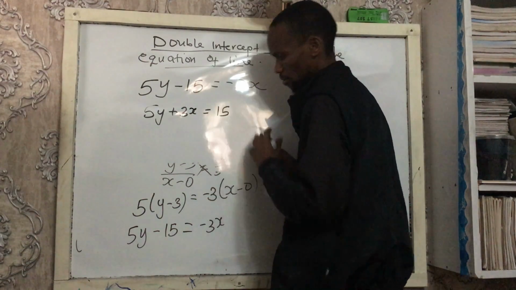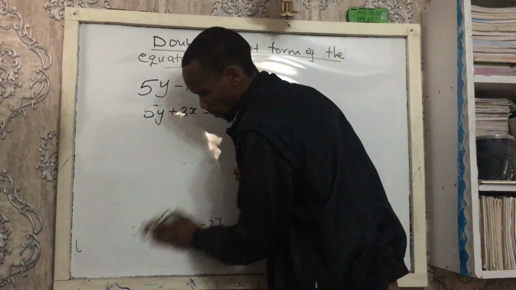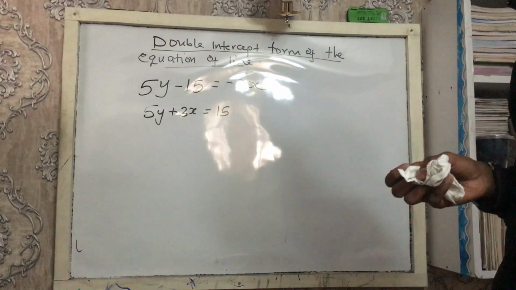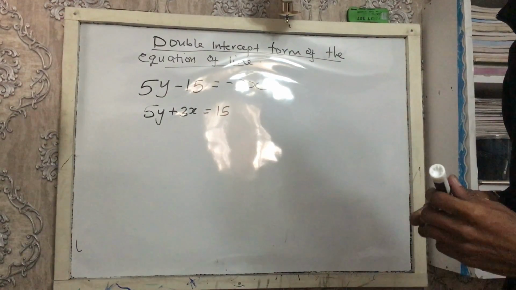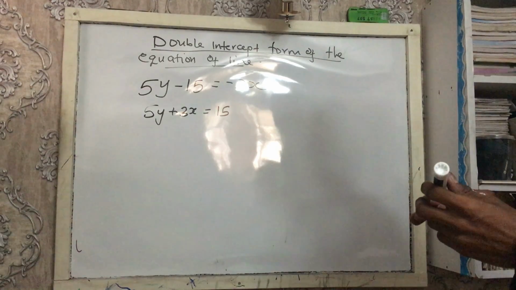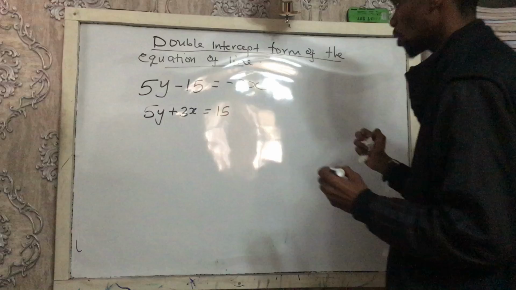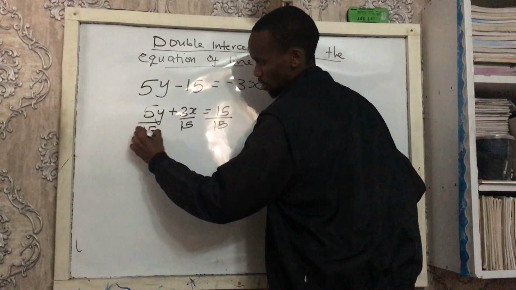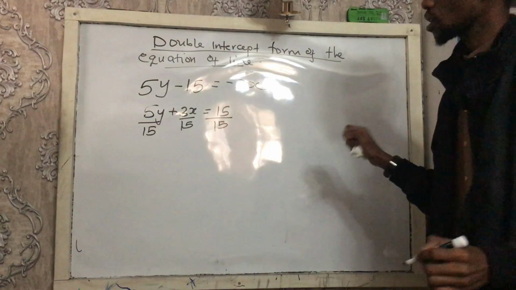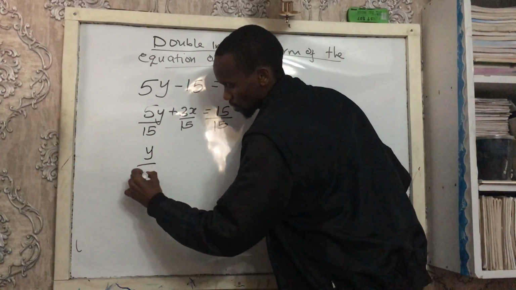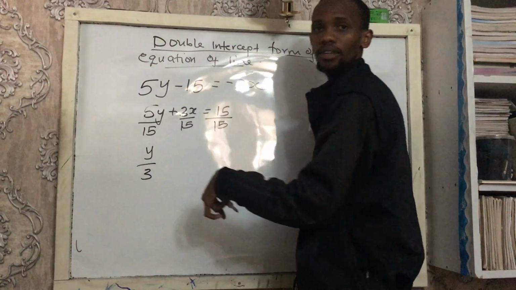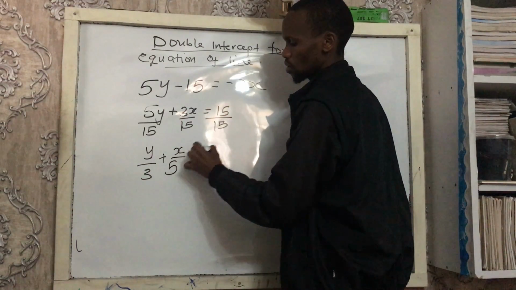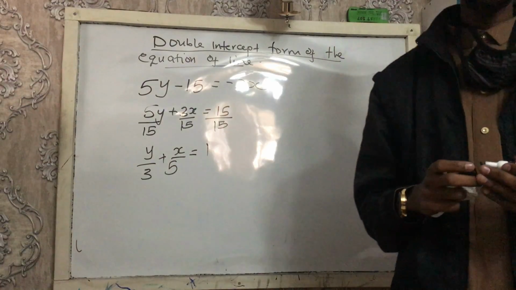I hope you are together. From there, 5y plus 3x is equal to 15. Now I need to remove this 15, so I'll divide by 15 on every term. So I will have y over 3 plus x over 5 equals 1.